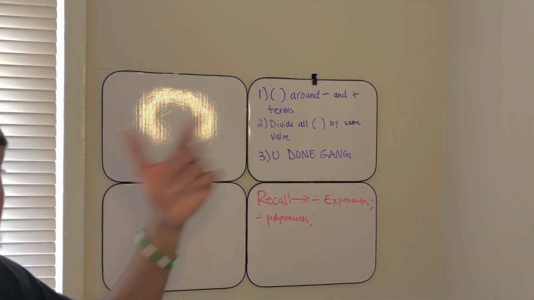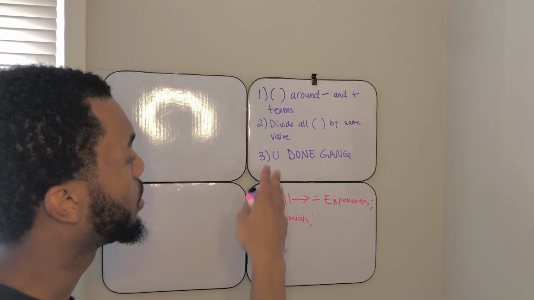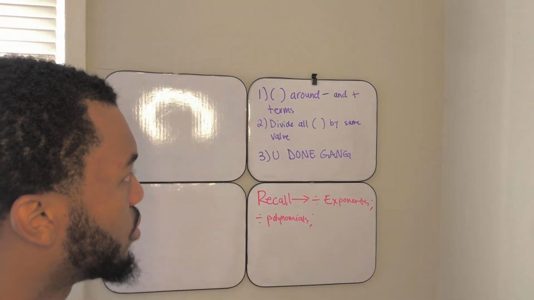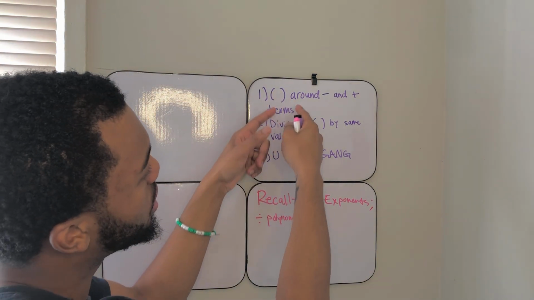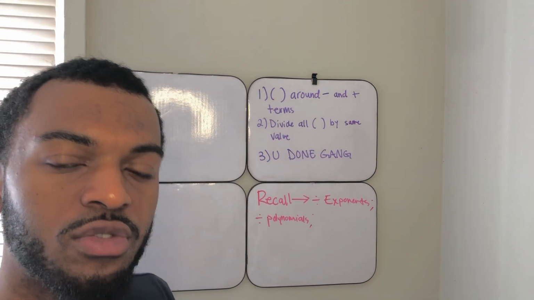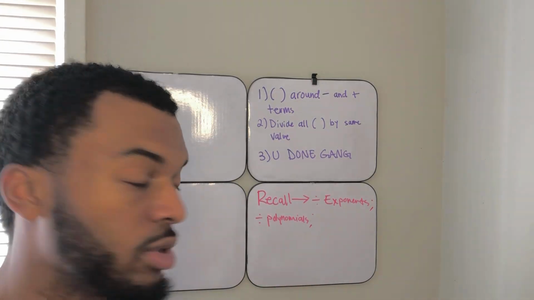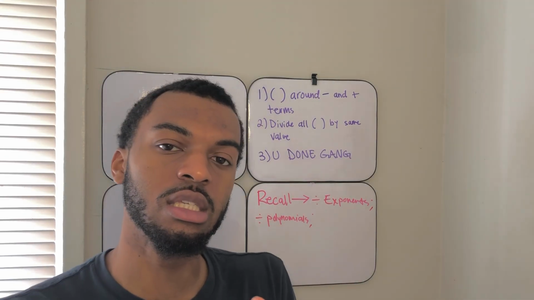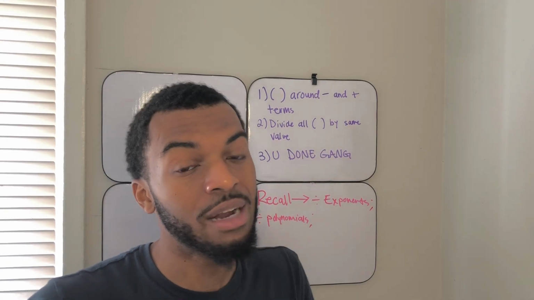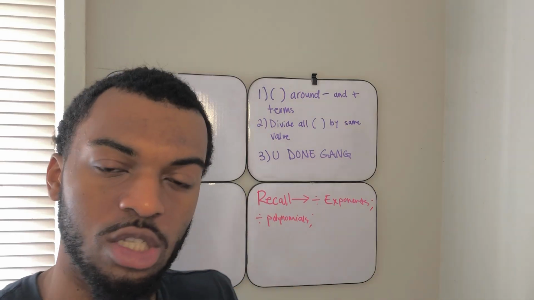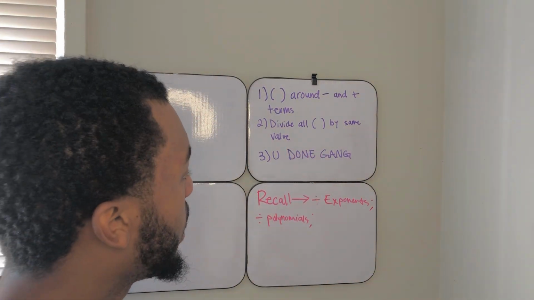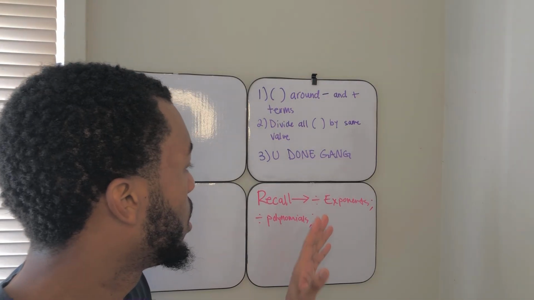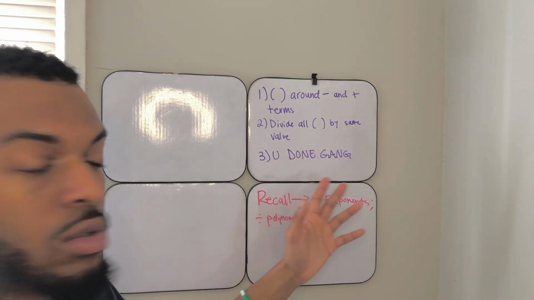Real quick, just so you can keep up with my thinking, here's a crash course on how to factor. This is how we're going to do it in this video. First thing you do is put parentheses around all the positive and negative terms. Then we're going to divide all of the parentheses by the same number. If you can't divide by the same number, we're going to leave it alone. You'll see what I'm talking about. Once you do that, you're done. That's it. These are the steps we're going to follow in the video.